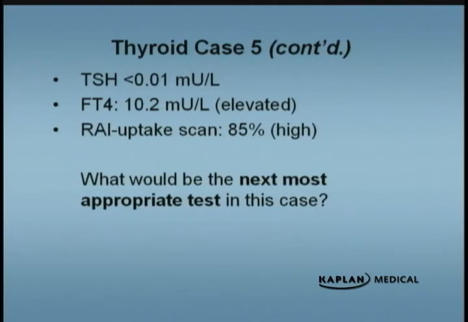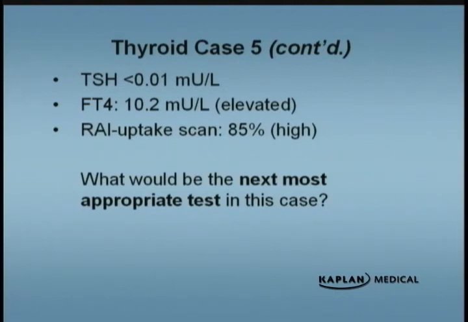Now you don't have to know that by heart. If they give you a radioactive iodine scan, they'll give you these parameters on the boards. But this is high, so she has a free T4 that's elevated. She has hyperthyroidism. It's primary hyperthyroidism. And the radioactive iodine uptake scan is high and diffusely increased, so this patient likely has Graves' disease. That's my diagnosis. So they ask us here, what would be the next most appropriate test in this case, right?